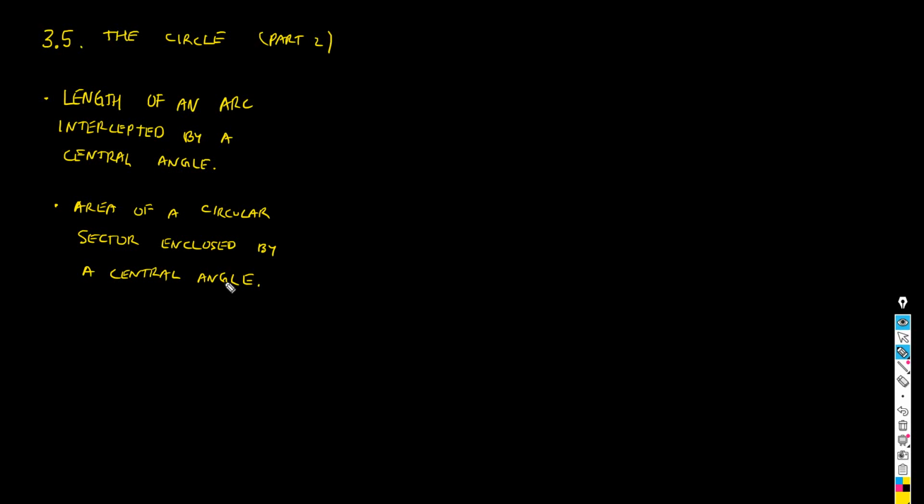So today guys, we're gonna come up with two formulas, one of which will be derived from this problem, and the other formula will be deduced from this problem. What are these problems? It's the problem of finding the length of an arc intercepted by a central angle, and the other is finding the area of a circular sector enclosed by a central angle.